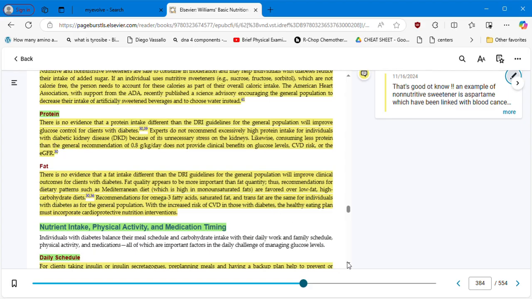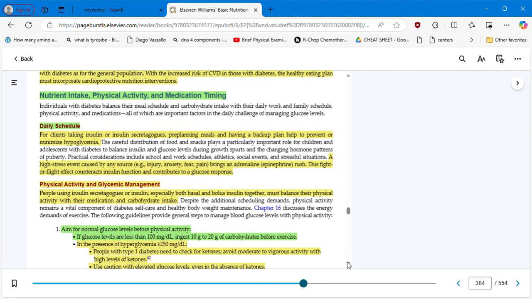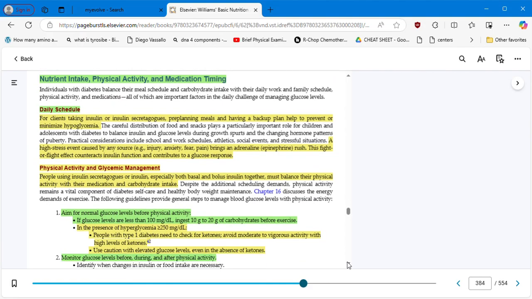Okay, so let's talk about nutrient intake, physical activity, and medication timing. Daily schedule for clients taking insulin or insulin secretagogues. Preparing meals and having a backup plan help to prevent or minimize hypoglycemia. So if you're going for exercise, you need to plan before. I'm going to do 30 minutes, so I'm going to get a banana before that.